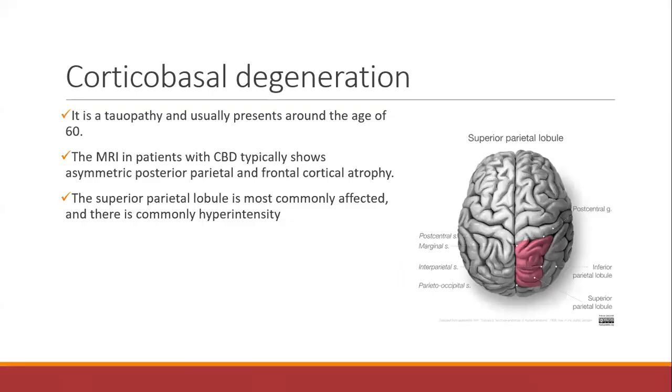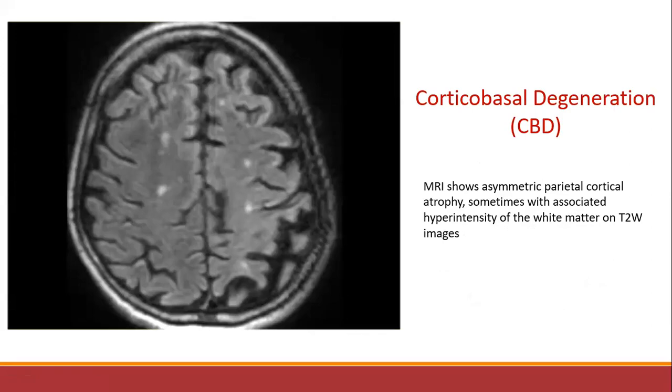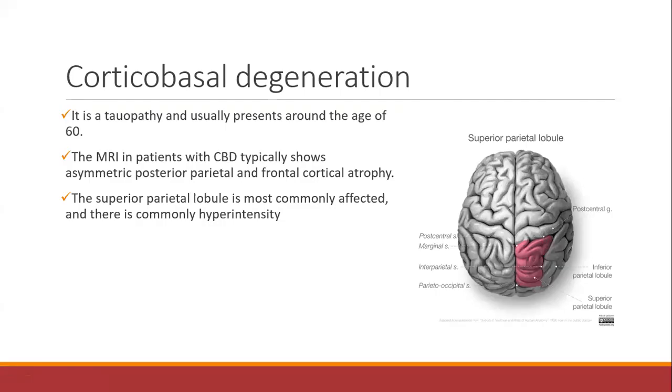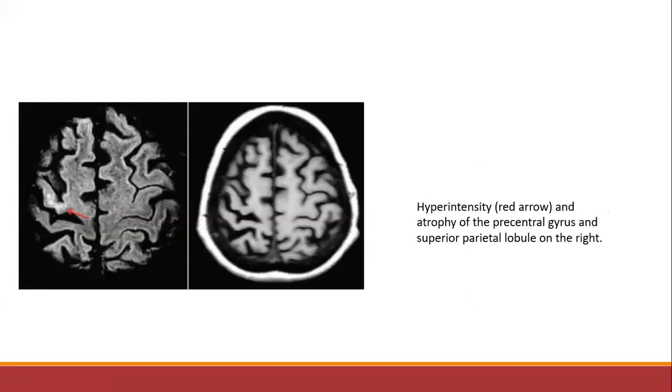Corticobasal degeneration is a tauopathy like PSP. The patient will have asymmetrical posterior parietal and frontal cortical atrophy. The most commonly affected area is the one shown in this image, the superior parietal lobule. And even though it was not there in this image, there can be hyperintensity also. Yes, there is an image here. So here you have the hyperintensity, shown by the red arrow, and there is atrophy of the precentral gyrus and the superior parietal lobule.